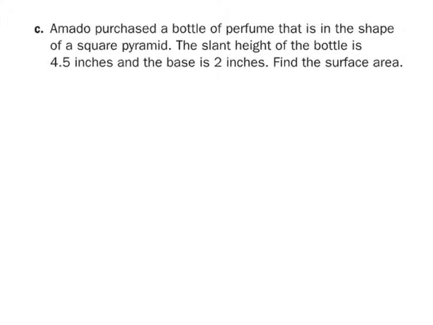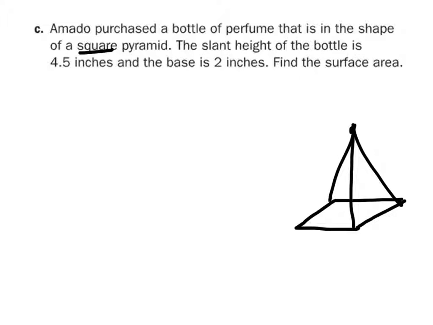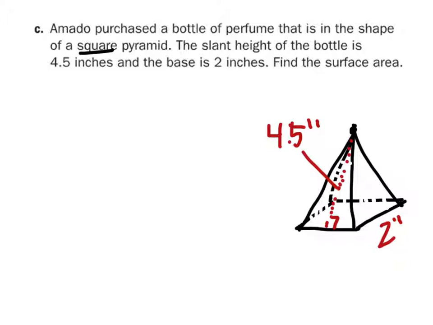All right, here's another example from the book, and it's going to tell us that this is a square pyramid, okay? So since that's the case, again, I'm going to go ahead and draw it. Maybe you don't need the drawing, though, okay? It really doesn't matter. Then we'll clean it up a little bit. Now we'll just label each part as it's given to us. So the slant height is 4.5, and the base is 2. All right, so it tells us the slant height and also the base length.